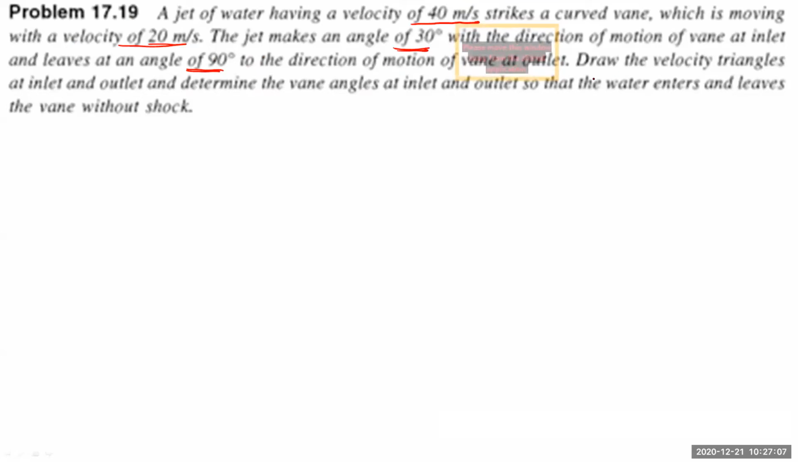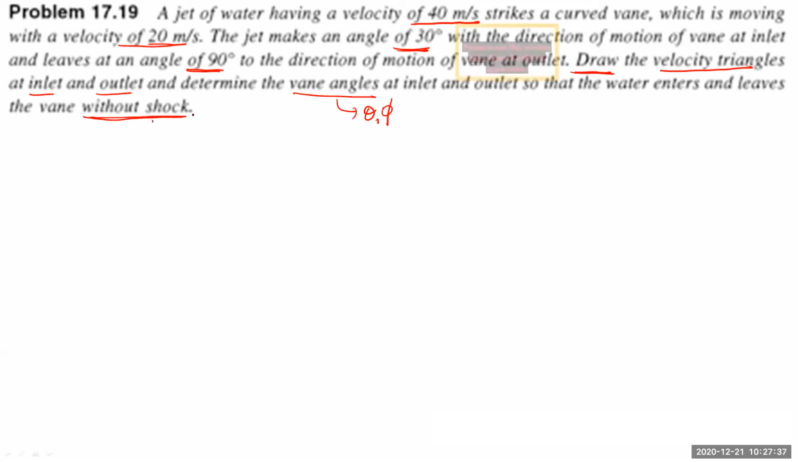What it is asking you: draw the velocity triangle at inlet and outlet. Determine the vane angles. Vane angles means theta and phi at inlet and outlet. So it is asking what is theta and what is phi, so that the water enters and leaves the vane without shock.